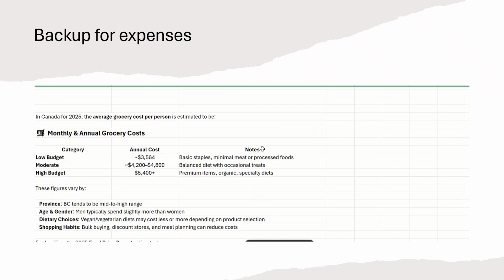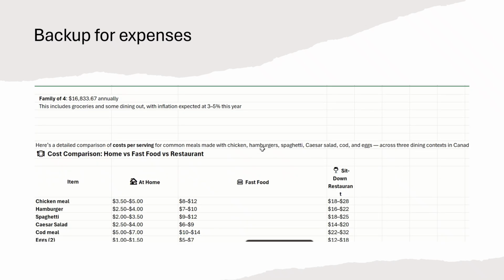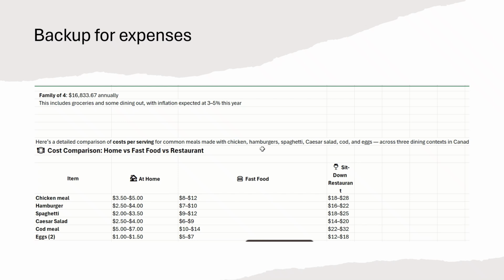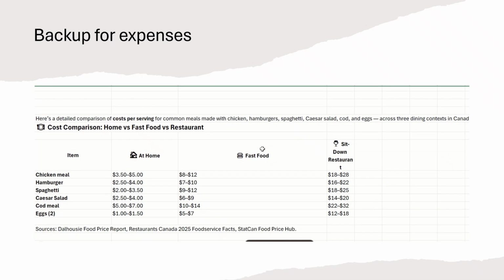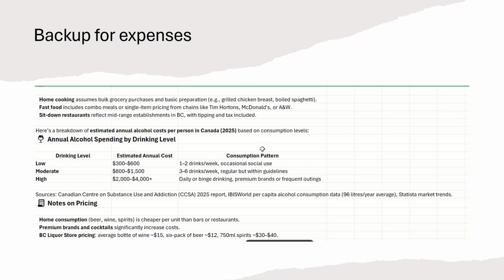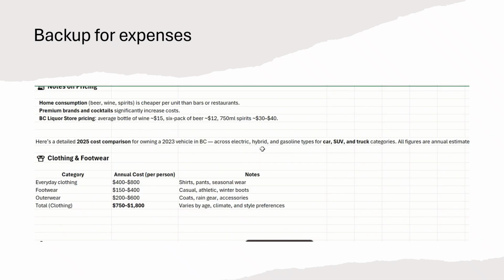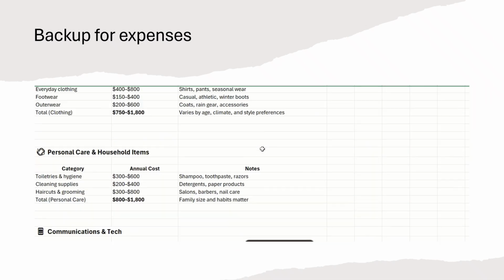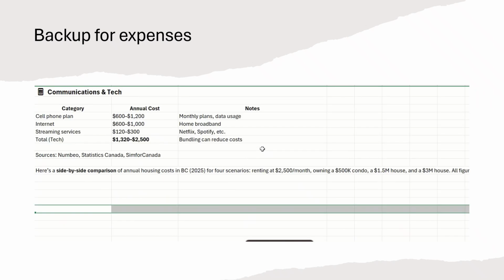Monthly grocery costs is an interesting one. I've also included a cost comparison, home versus fast food versus restaurant, and it's quite a significant difference. I mean, you're paying $18 to $28 for a chicken meal. You can make that same meal for about $5 at home. Other things, alcohol consumption. Some people drink, some people don't, but maybe you want to include that. Clothing and footwear, and other expenses.